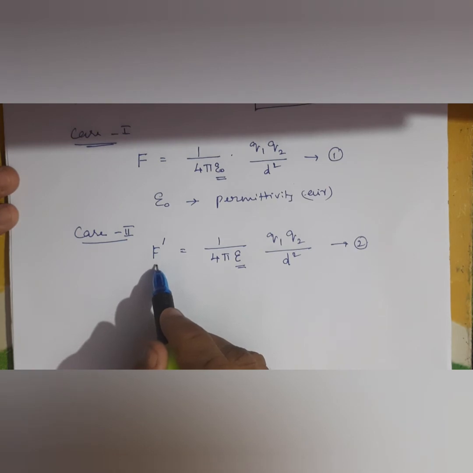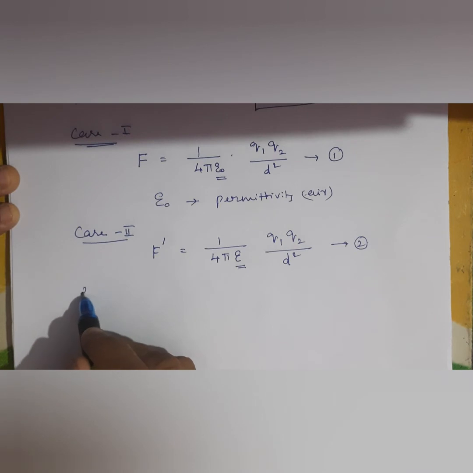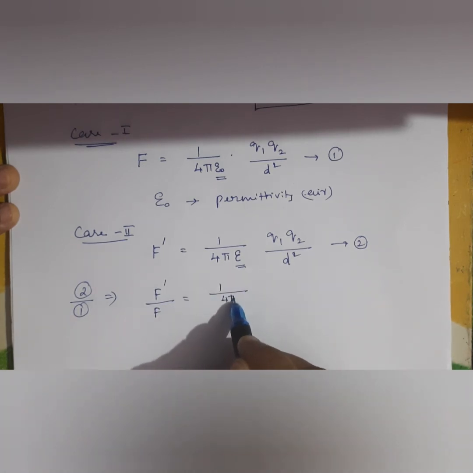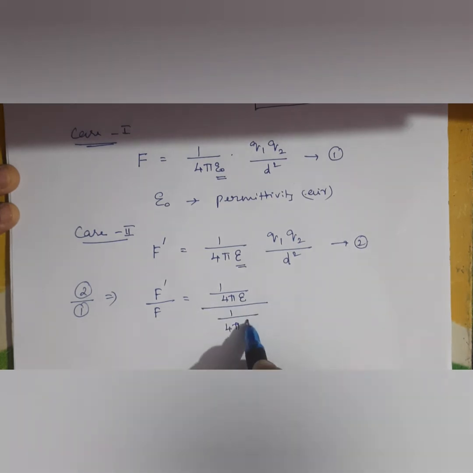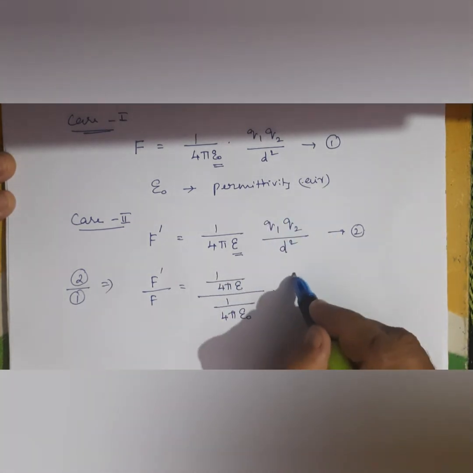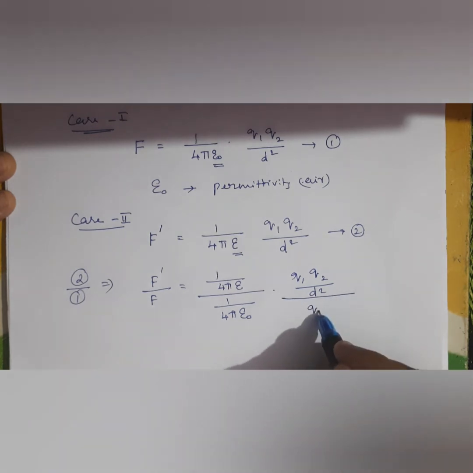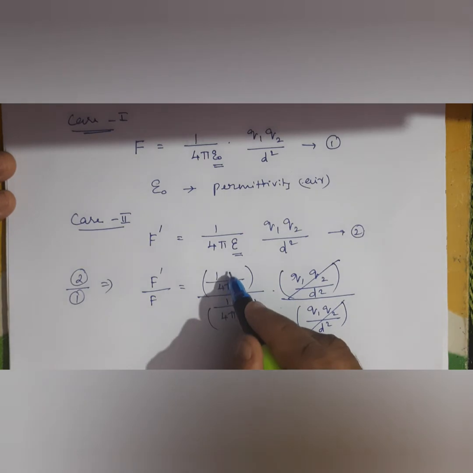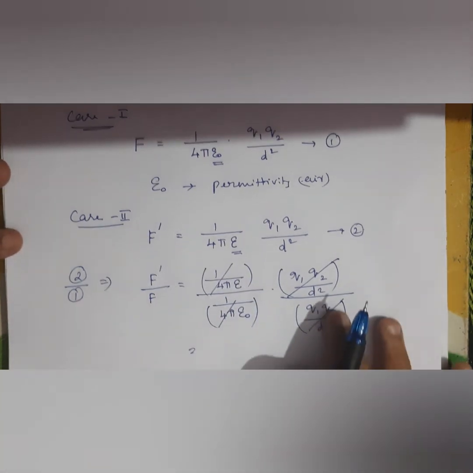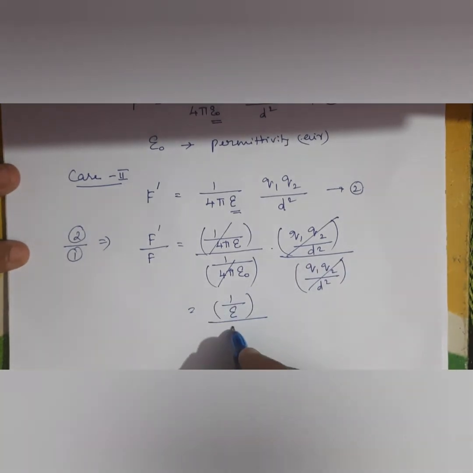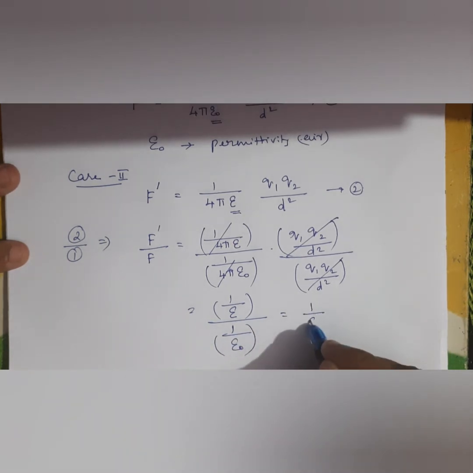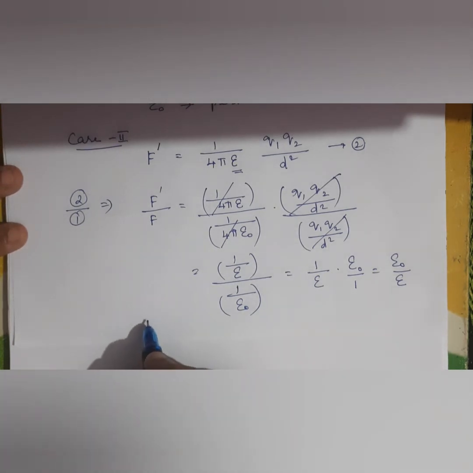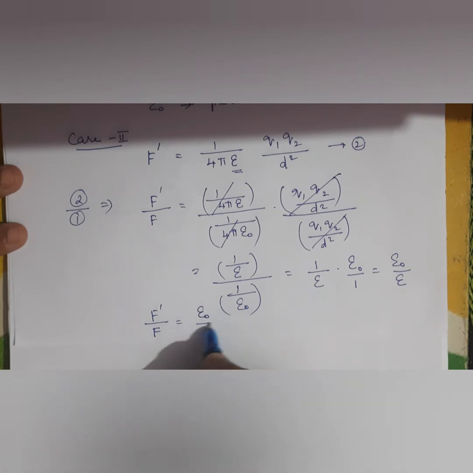So now you want F dash, so equation number 2 divided by number 1. Left hand side, F dash divided by F, is equal to 1 by 4 pi epsilon divided by 1 by 4 pi epsilon naught, times Q1 Q2 divided by D squared divided by Q1 Q2 divided by D squared. Now you strike out 1 by 4 pi, 1 by 4 pi is cancelled. Remaining you get 1 by epsilon divided by 1 by epsilon naught. So epsilon naught divided by epsilon. So left hand side F dash divided by F is equal to epsilon naught divided by epsilon.